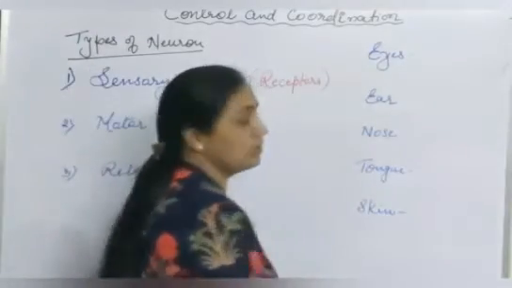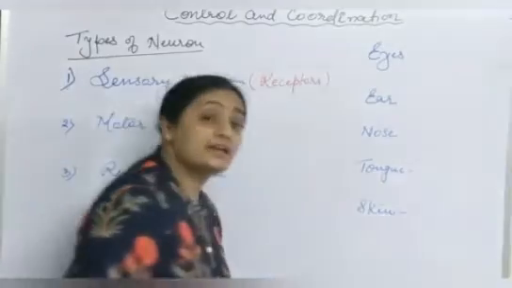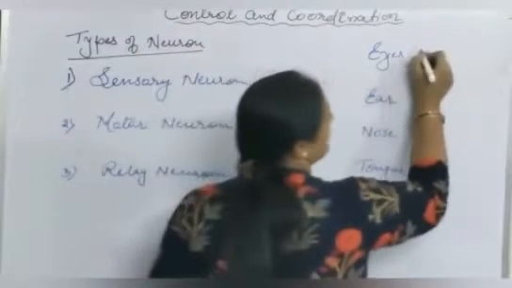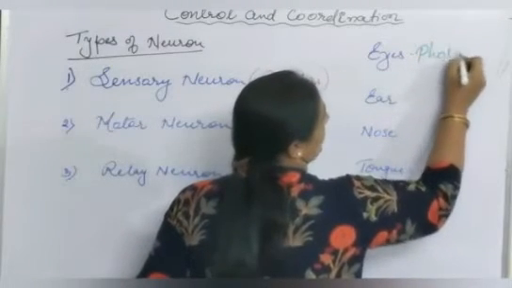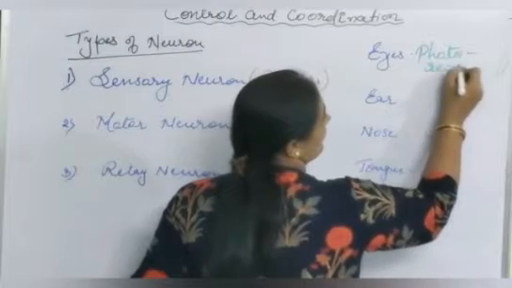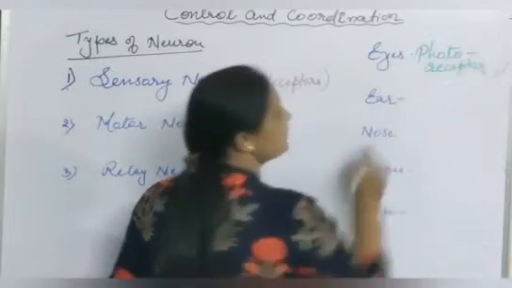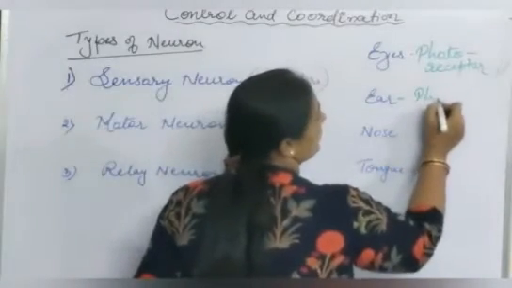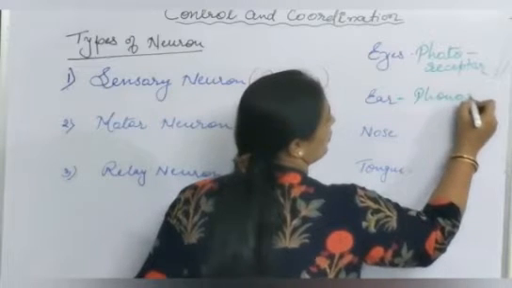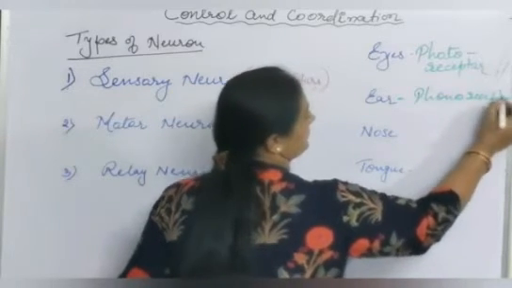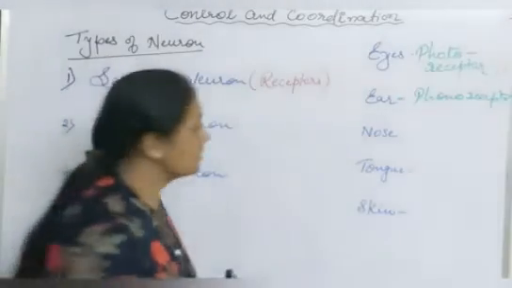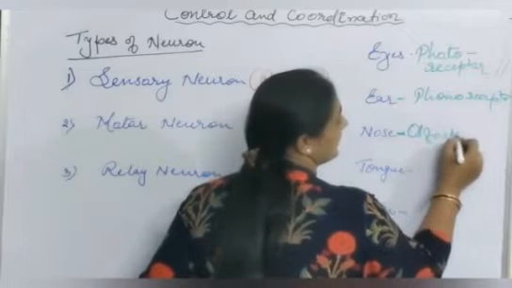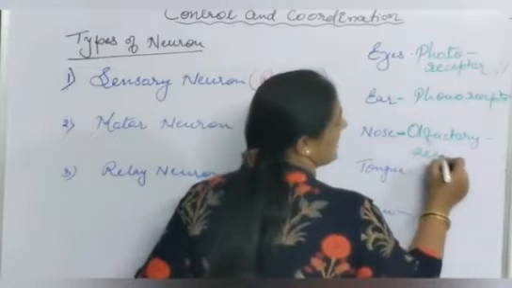The sensory neurons present in the region of the eyes are able to detect light. They are receiving light and hence they are called photoreceptors. In the region of the ear, that is phonoreceptor, receiving sound. That's why they are called phonoreceptor. In the region of the nose, to detect smell, they are called olfactory receptors.